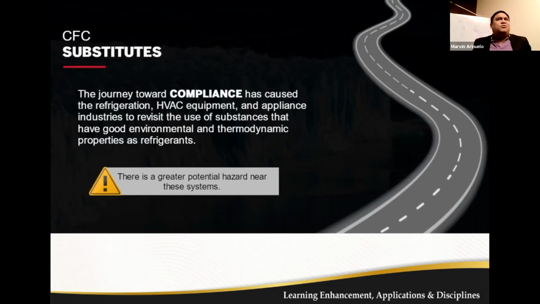Okay. Actually, CFC, I think one of that is R11. I think it has already become an obsolete type of refrigerant. However, in some third world countries, they are probably still using this kind of refrigerant. The journey toward compliance caused the refrigeration and HVAC equipment and appliance industry to revisit the use of substances that have good environmental and thermodynamic properties, such as refrigerants, but which are also sometimes flammable. This switch to flammable refrigerants means there's a greater potential hazard near these systems.